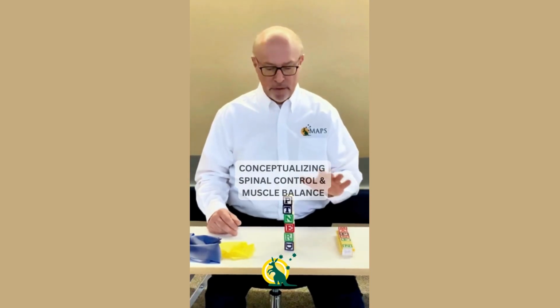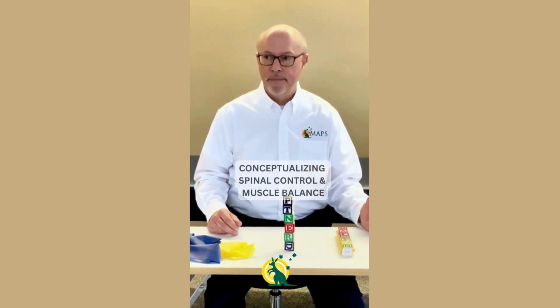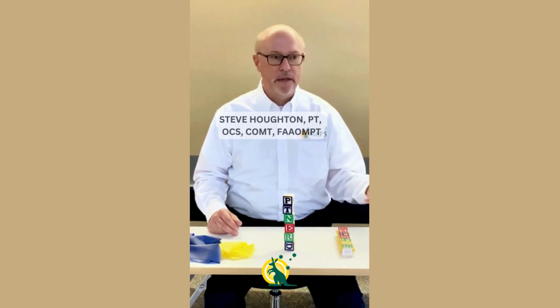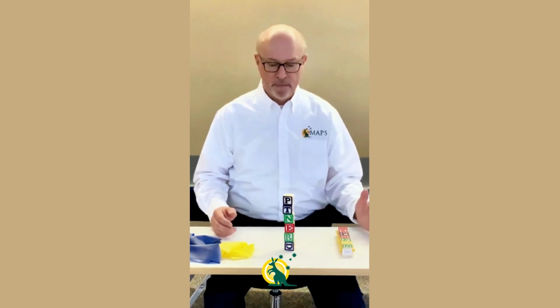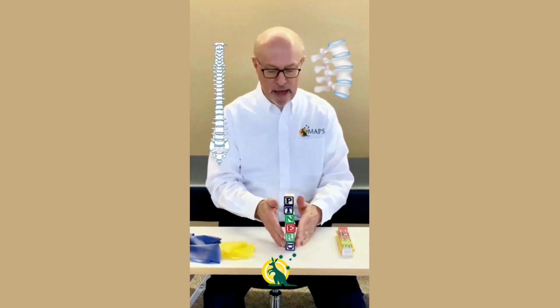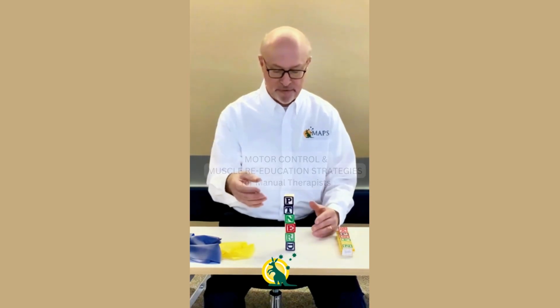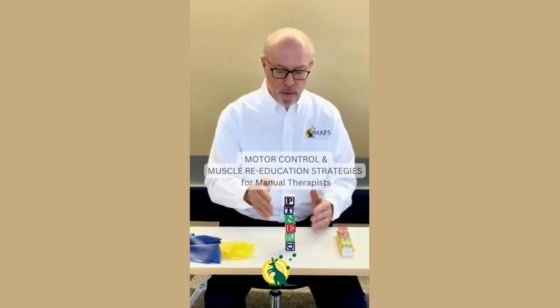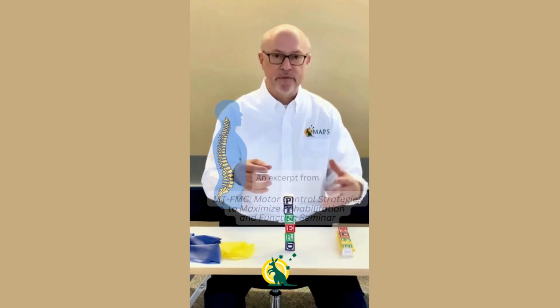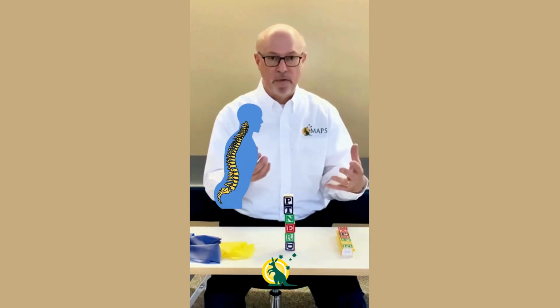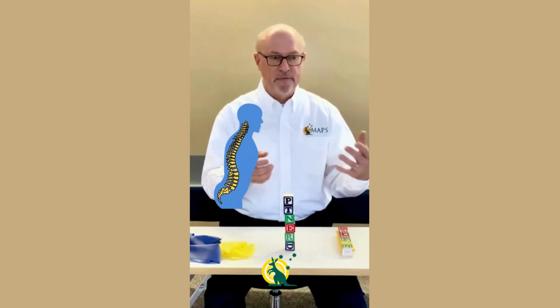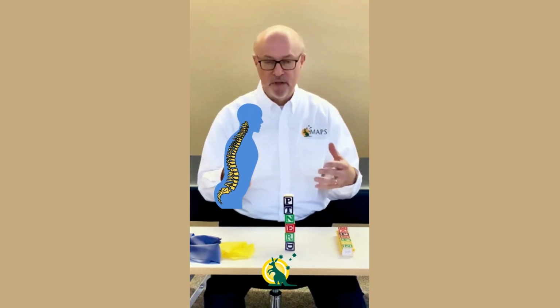I want to talk briefly about spinal control and muscle balance. When we look at the spine, it is inherently a stack of blocks. So I've got a stack of blocks here to represent the different spinal segments. And when they are in the spine, there is an amount of control based on the tissues around them, the ligaments and the soft tissues that stabilize the spine, as well as some of the muscles.